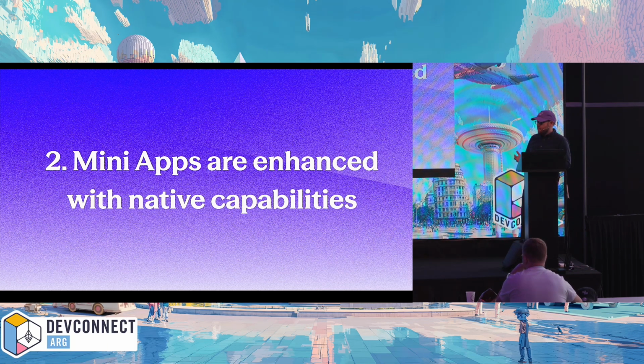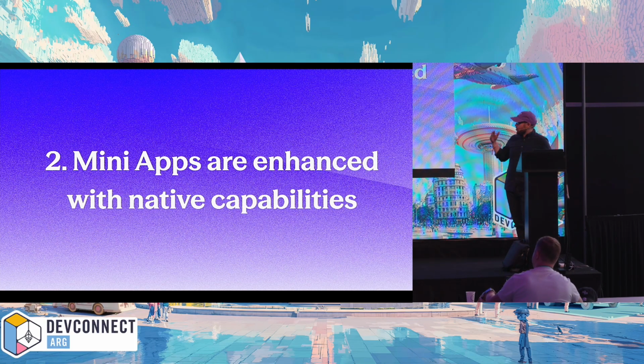OK, so how about these? Mini apps are enhanced with native capabilities. In addition to the stuff you can do on the web, you can also enhance them with the ability to do things in the app that they're embedded inside. So access native capabilities like haptics and send notifications and do stuff that you might want to do in a mobile or in the Farcaster context.